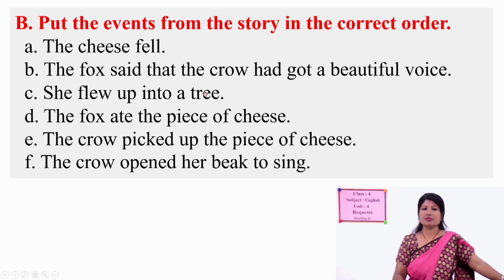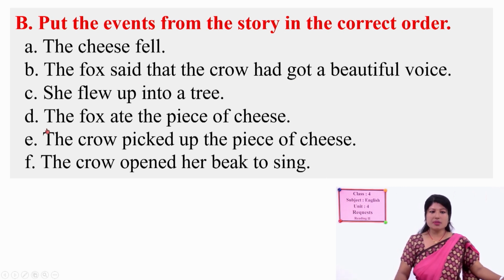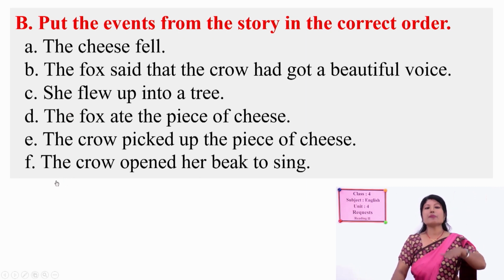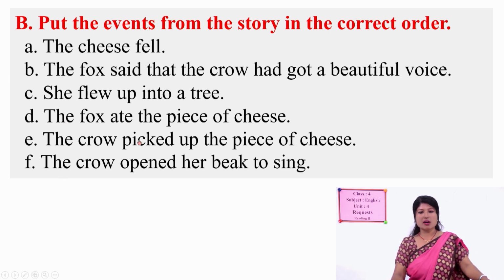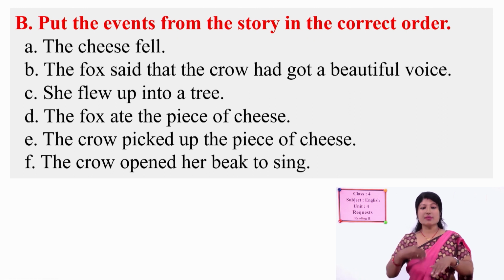The next activity, B. Put the events from the story in the correct order. So we have here A to F, these sentences. The cheese fell. The fox said that the crow had got a beautiful voice. This is not in the correct order. So according to the story, we put it in the correct order. These sentences are jumbled, shuffled. Now we have to keep them in the right order.